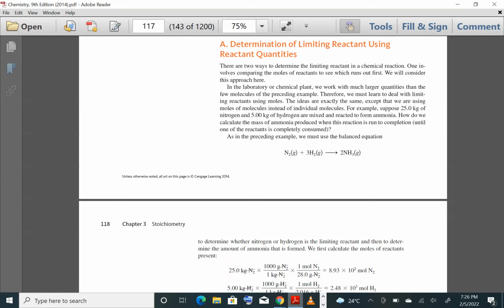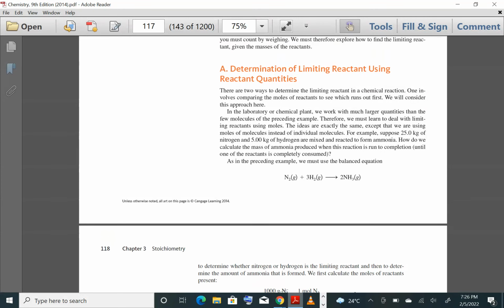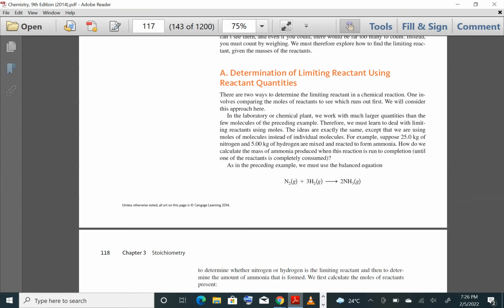But if you find that the number of moles that you find for the hydrogen is greater than the number of moles that you have, that means that the hydrogen is going to run out first before the nitrogen. Therefore, the hydrogen would be the limiting reactant. So basically that's how we are going to do it. So let's do this calculation together, and then we are going to appreciate this concept, right? So let's just go down that route.